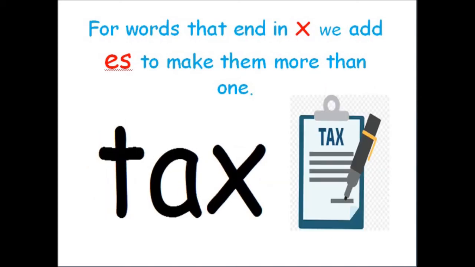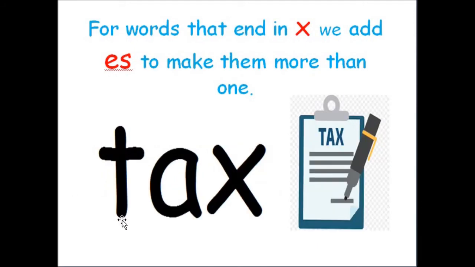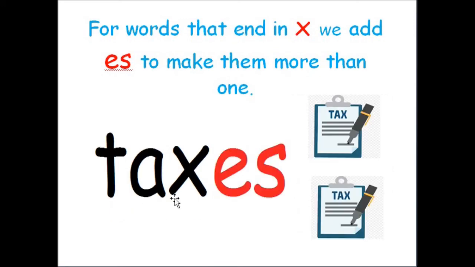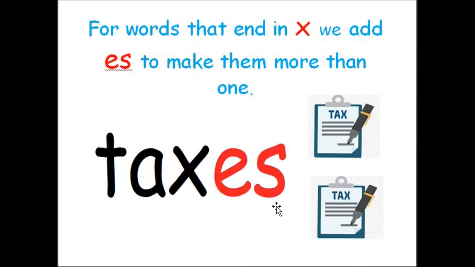Here we have another word that ends with X. Our word is tax. To show more than one, we add E and S to the end of the word, and it will become taxes. ES will be added to the end of the word that has X in it, tax, to show more than one. Taxes. One tax. Many taxes.